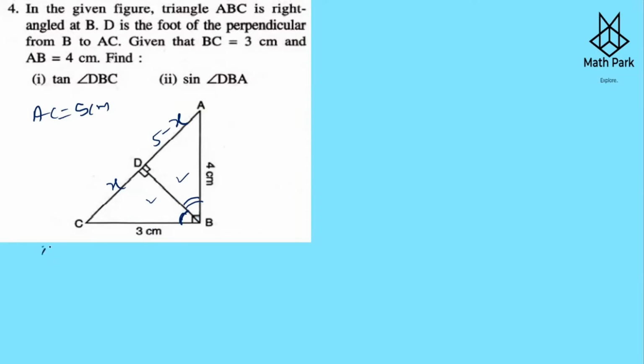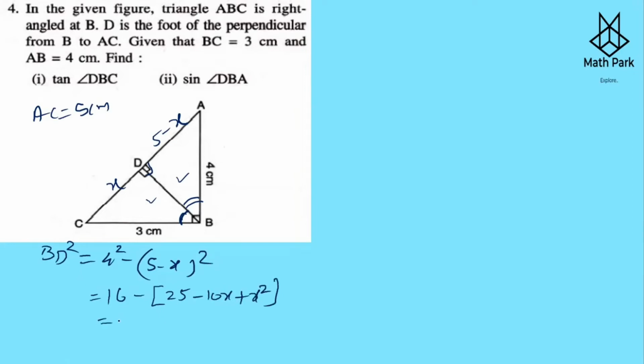So you have BD square is equal to the hypotenuse in this triangle is 4. So it is 4 square minus 5 minus X the whole square, which is equal to 4 square is 16 minus 25 minus 10x plus x square. So when you simplify, it is 16 minus 25 plus 10x minus x square. And if I am using this triangle, you get BD square is equal to the hypotenuse here is 3. So 3 square minus x square, which is 9 minus x square.